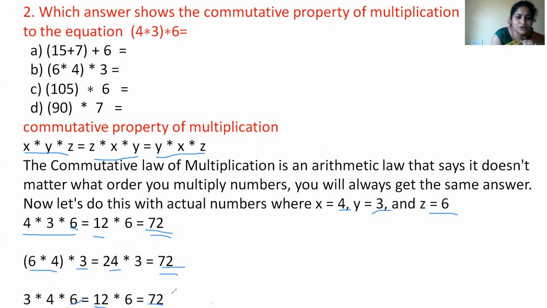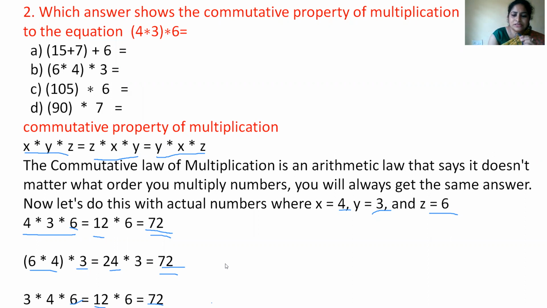Now we can observe the answer. In all the rows we got the answer as 72 when we substituted in x into y into z, z into x into y and y into x into z. So we understood that when we change the order of any variables or multiples, the answer is same.